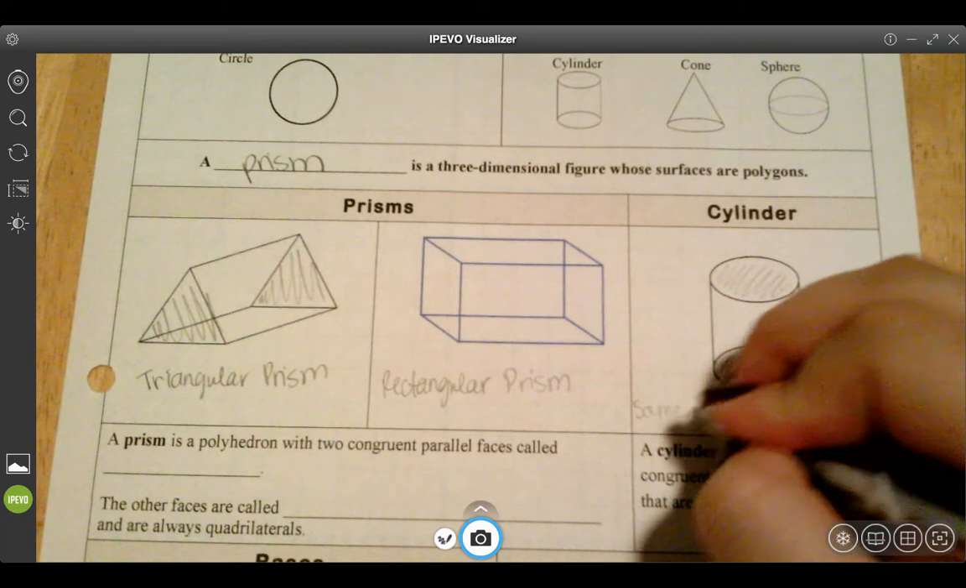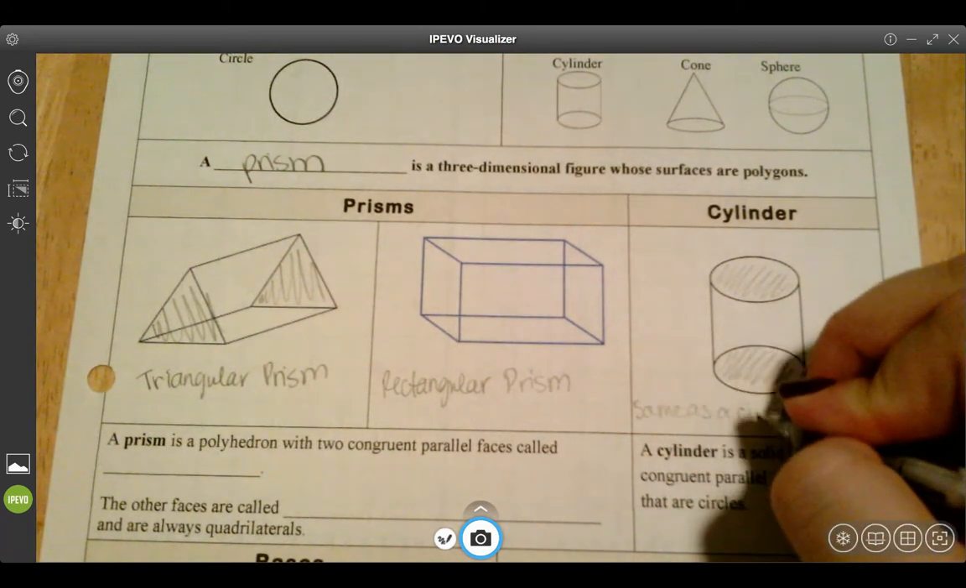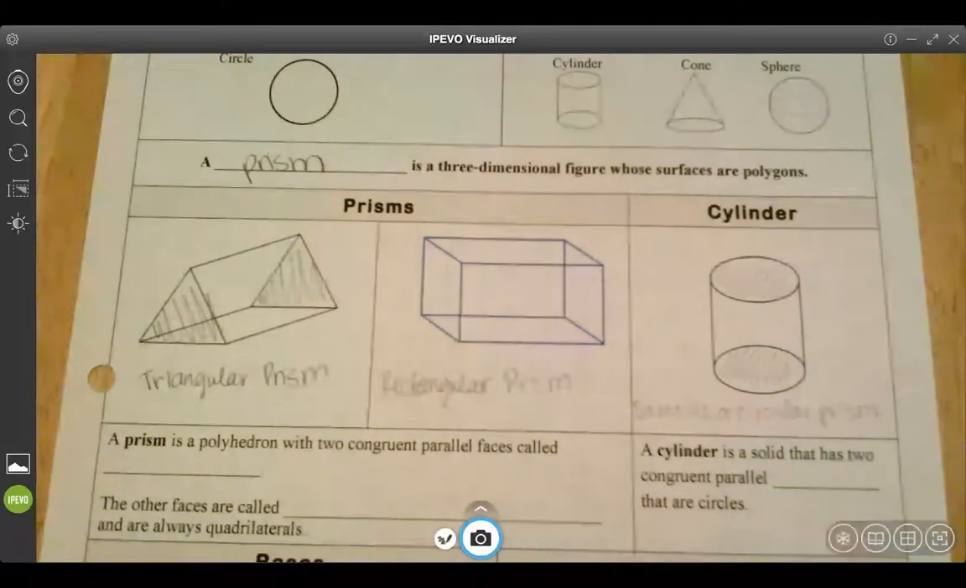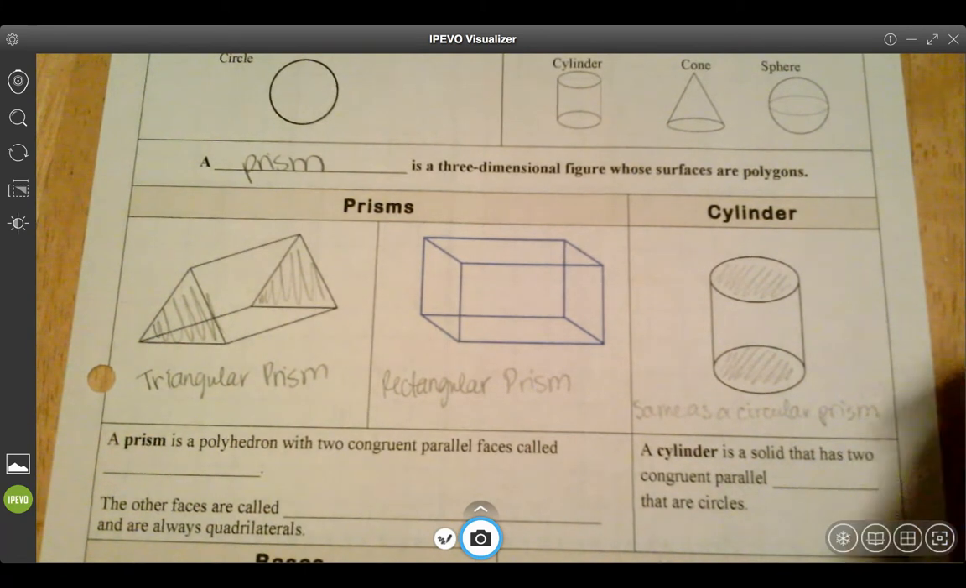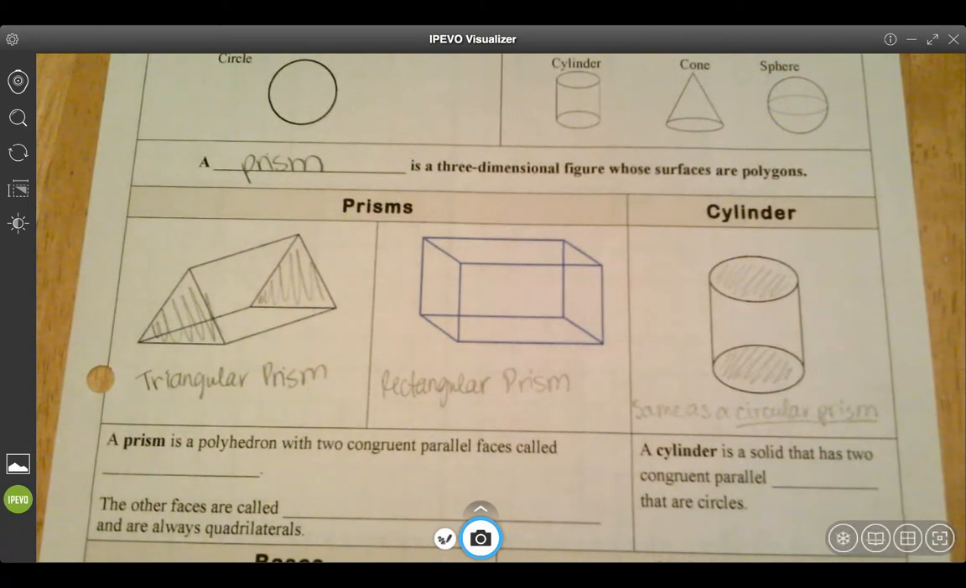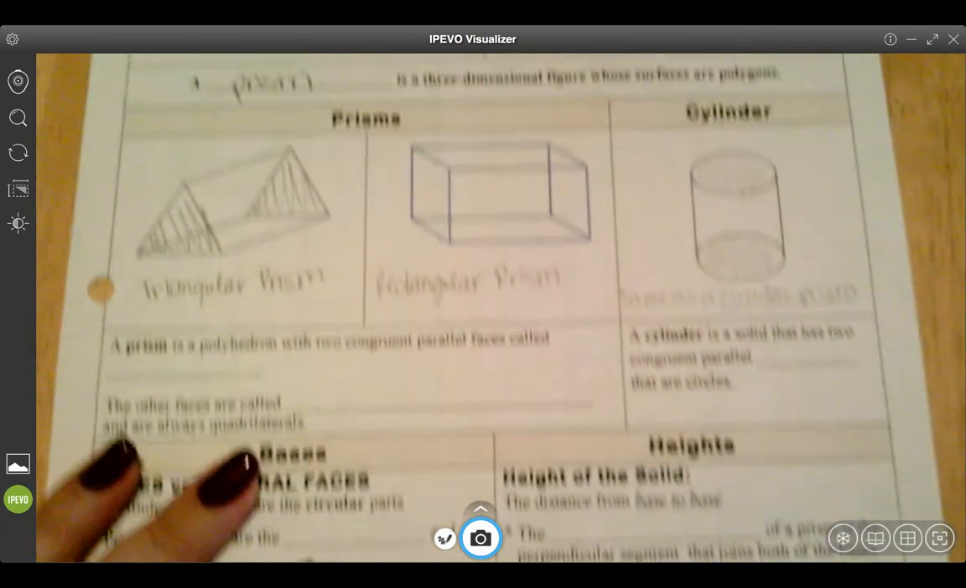Now, we never use the term circular prism. That's just not used because it has the name cylinder. So a circular prism is called a cylinder.